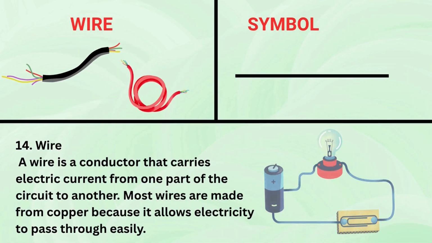Fourteen, wire. A wire is a conductor that carries electric current from one part of the circuit to another. Most wires are made from copper because it allows electricity to pass through easily.